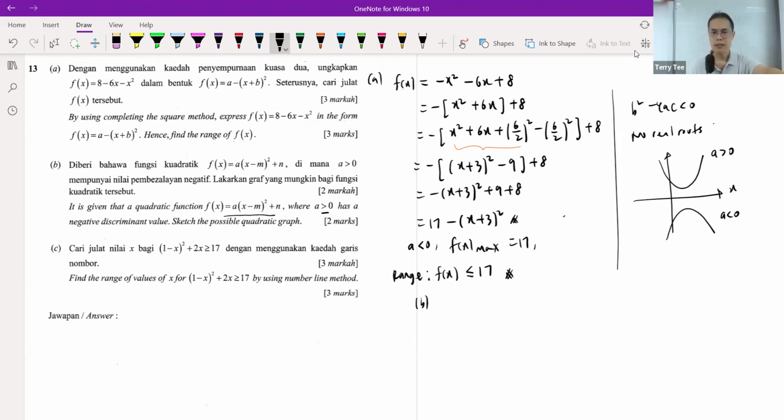But here the question says that a is more than 0, so we cannot take the one below. We have to take the one above, right? So we just do a sketch.